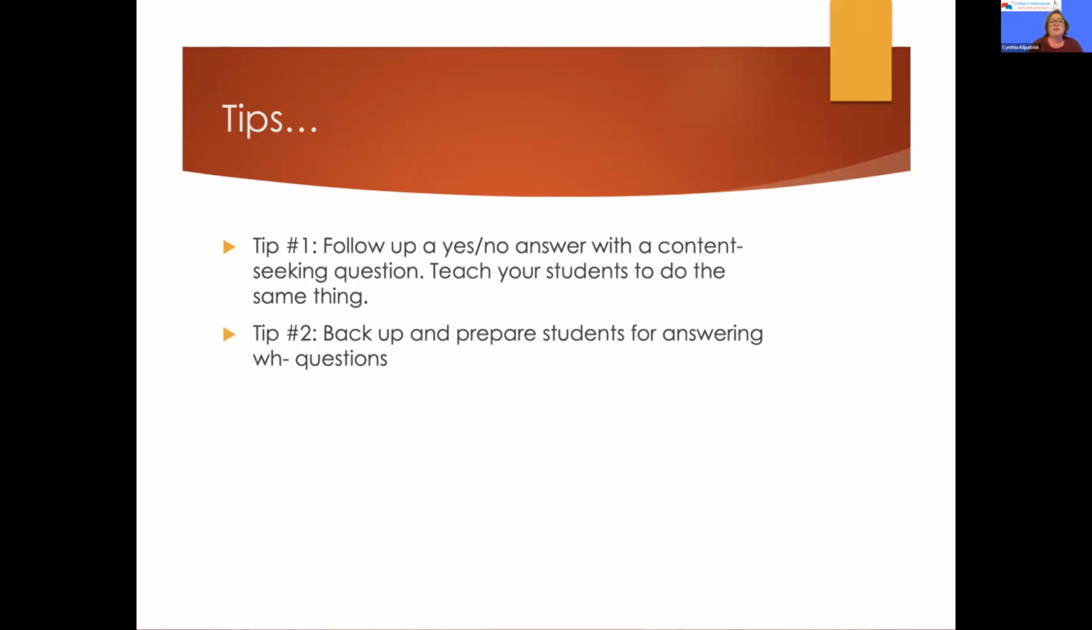So just a review so far. If you're asking yes, no questions, follow those up with a content seeking question so that your students will start to give more complete answers. And when students don't answer your questions, back up and make your question easier to answer. Narrow the field so that they can answer a specific question rather than considering all the possibilities in the world.